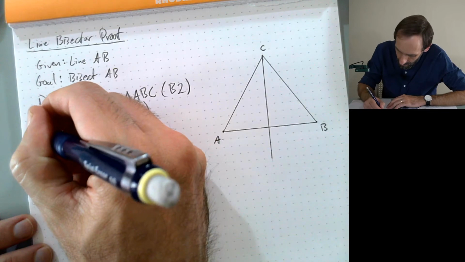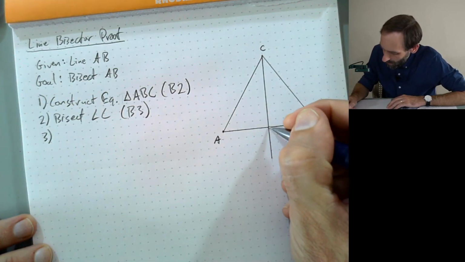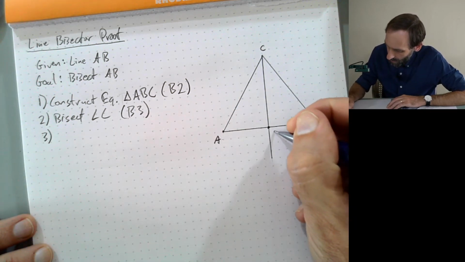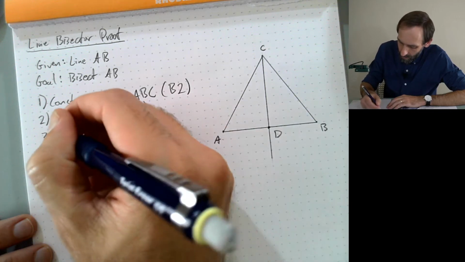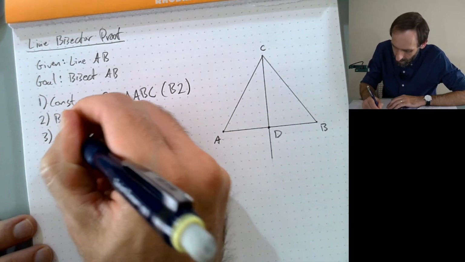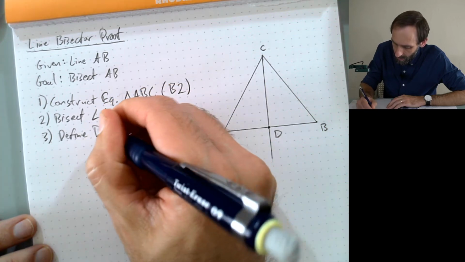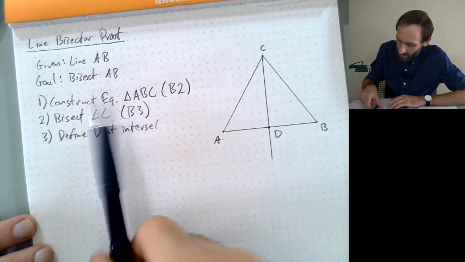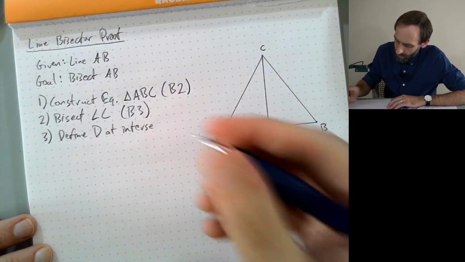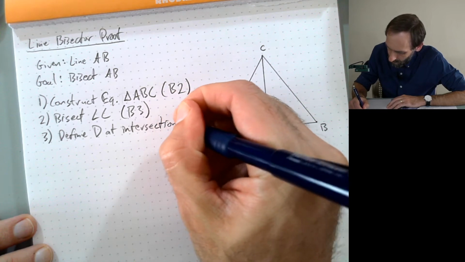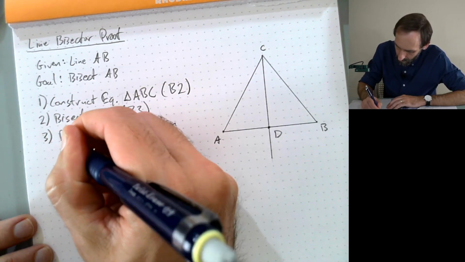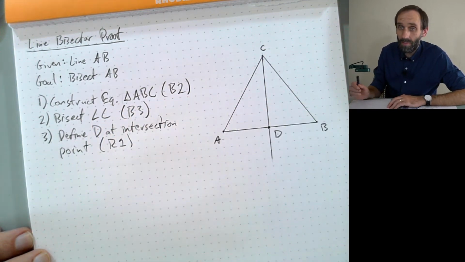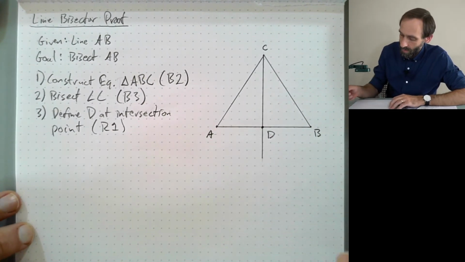So bisect the angle C. All right, step 3, we see we have an intersection point between the bisector and AB. So we're going to call that point D. And so define D at the intersection point. That, of course, is rule number 1. Rule number 1 says I can define or draw a point anywhere I want to.